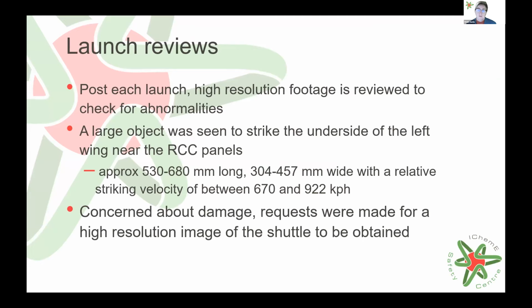When we look at what happened with Columbia, they did a review after launch, as they do every launch. They look at what happened. They look at the video, they look at the photos. But whilst they saw something hit the shuttle, they saw the foam hit the space shuttle, they didn't think it was going to be a problem. They were concerned about the damage, and the engineers asked for more detailed photos, but they weren't able to get them. And so this meant they couldn't tell the damage that had occurred to the space shuttle.